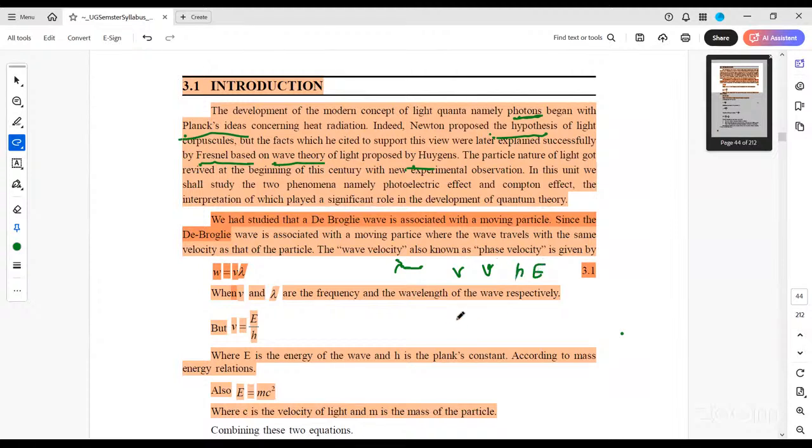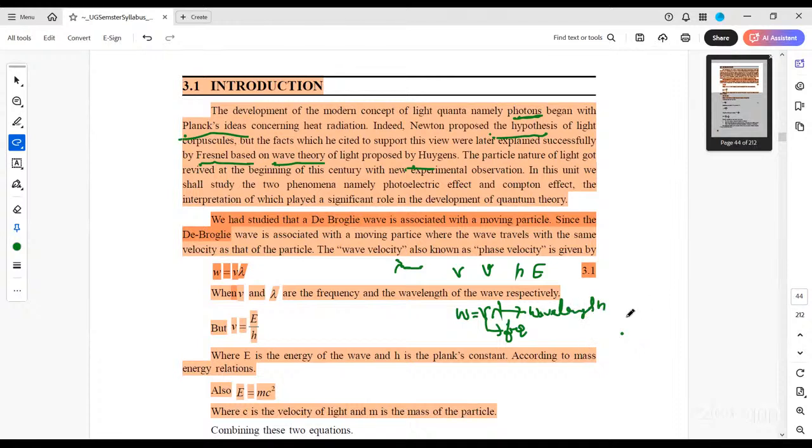Based on the terms, I am writing here phase velocity. Phase velocity is represented as w equal to nu lambda, where nu represents frequency and lambda represents wavelength.